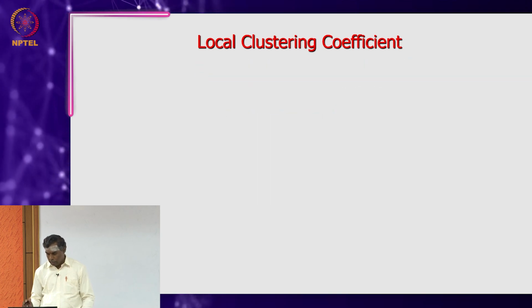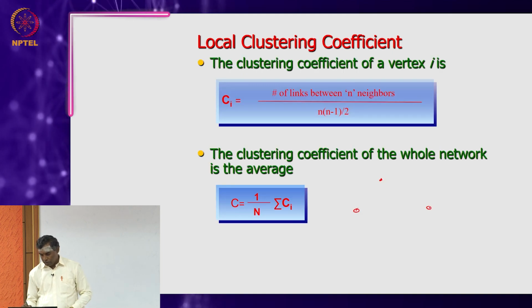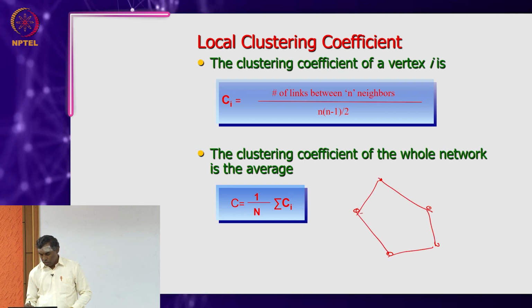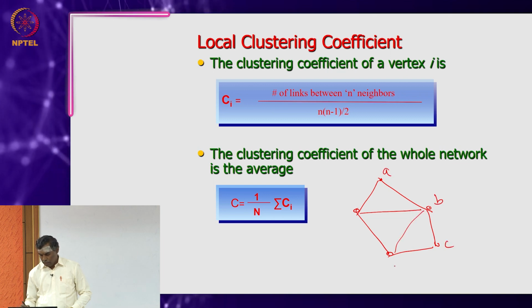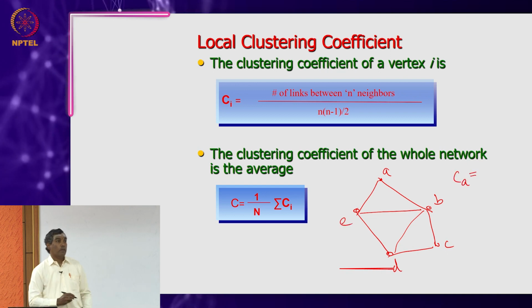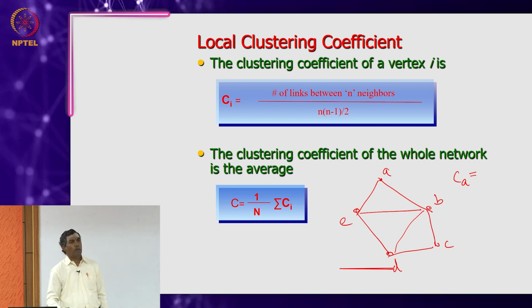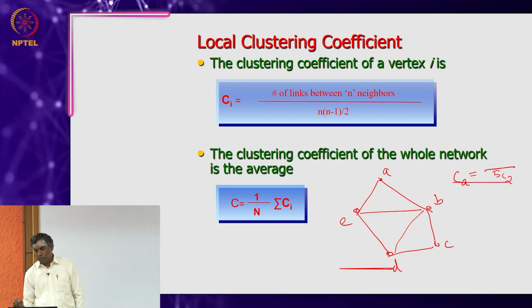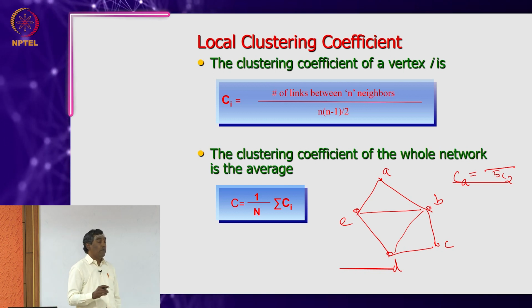I will just go through an example. If you look into this graph, I take something like that. I label the vertices A, B, C, D, E. Anybody can say what is CA? The denominator is 5 choose 2. What is the numerator? The number of links between the neighbors.